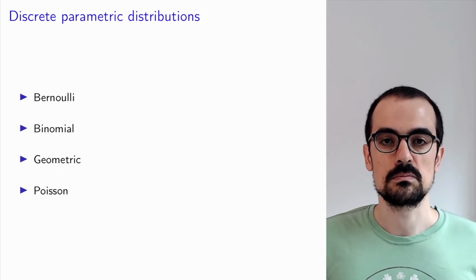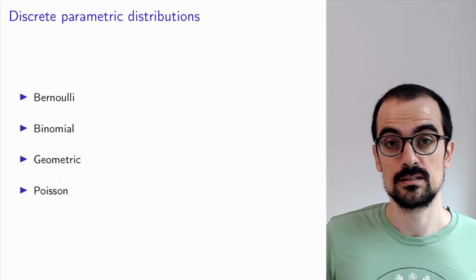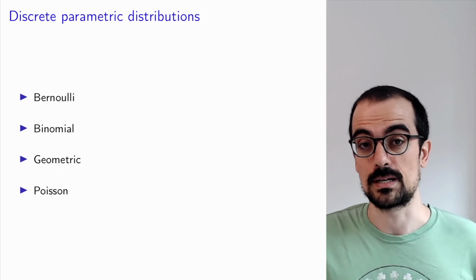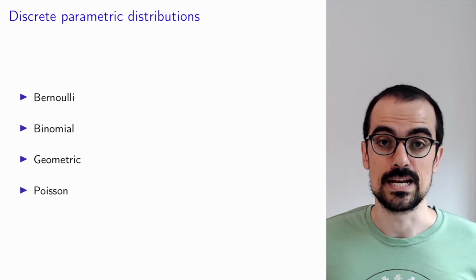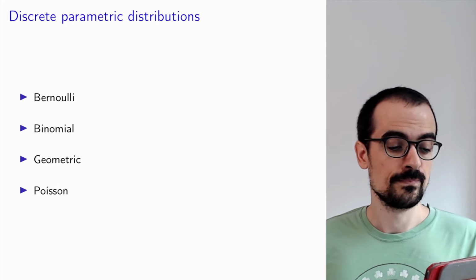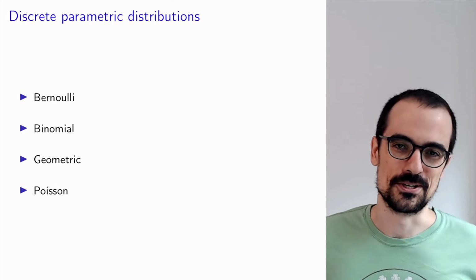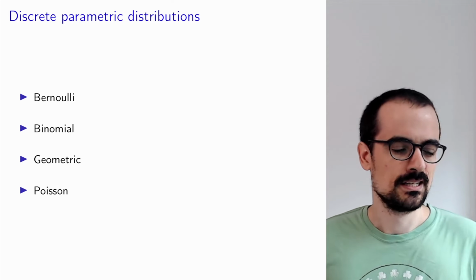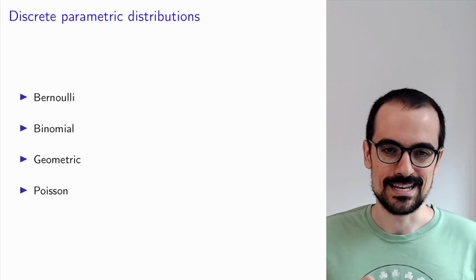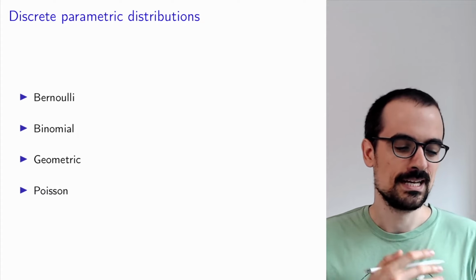Here we're going to discuss 4 of the most popular discrete parametric distributions, but there are many, many more. We're going to talk about Bernoulli. I don't know how to pronounce that, to be honest. Bernoulli maybe.